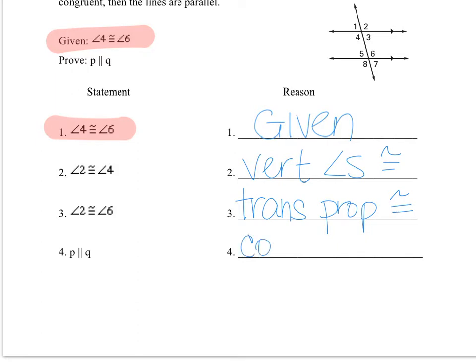So this is the corresponding angles converse. And anytime you end with parallel lines in a proof, it will always be some kind of converse as your reason.